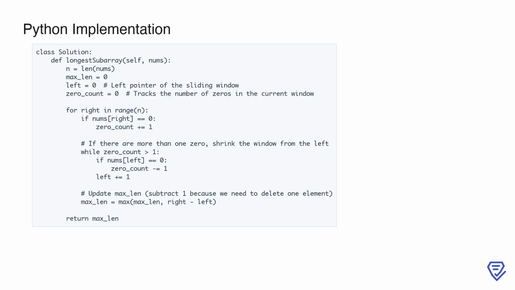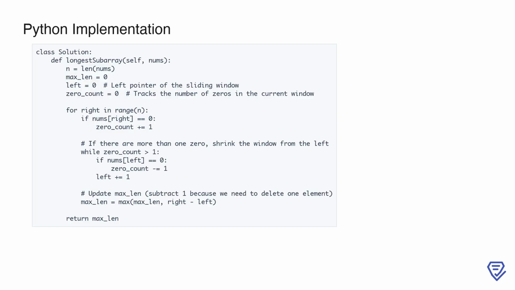3. Maintaining the window. When the number of zeros in the window exceeds 1, the while loop is triggered to shrink the window from the left. Each time the left pointer moves, it checks whether the element being excluded is a 0, and if so, decrements zero_count. 4. Updating the maximum length. At each step, the length of the current window, excluding one element, is calculated as right minus left, and max_len is updated to hold the maximum value. 5. Returning the result. Finally, max_len is returned, representing the length of the longest subarray of 1's after deleting one element.